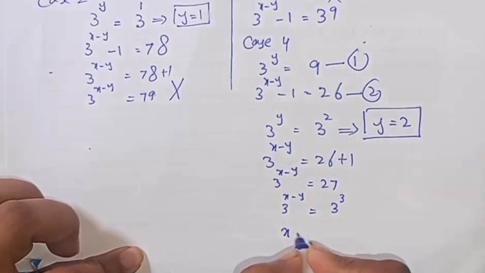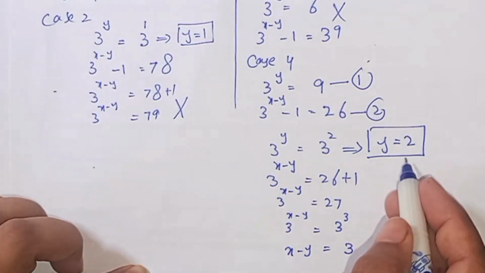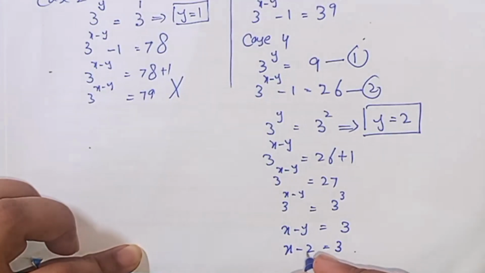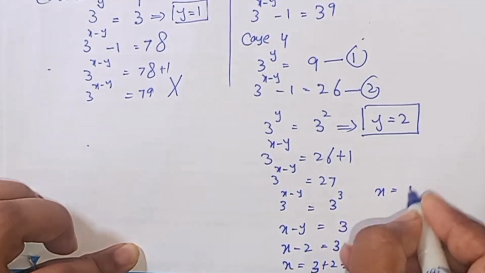This implies x minus y is equal to 3, and y in this case is equal to 2. So this implies x minus 2 is equal to 3. Shift this minus 2 to the right hand side, then x is equal to 3 plus 2, which is equal to 5. So in this case x is equal to 5.